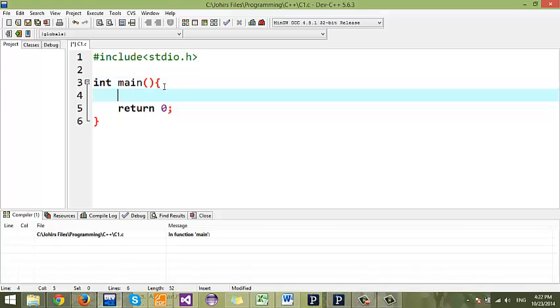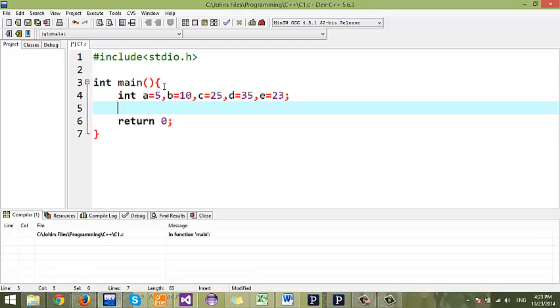Hello everyone, in this lecture we will show doing some simple mathematics using the C programming language, using the operands learned in the previous lecture. Let's take 5 integers: a equal to 5, b equal to 10, c equal to 25, d equal to 35, e equal to 3. Okay, we want to find the average of these 5 numbers.